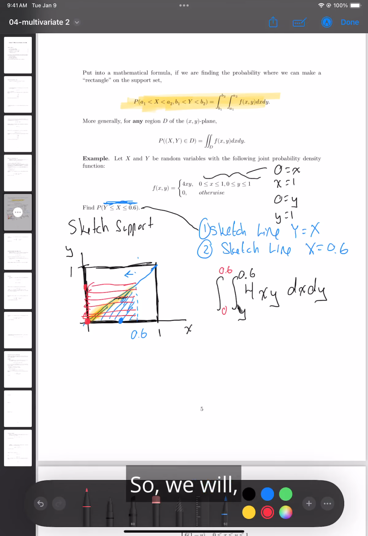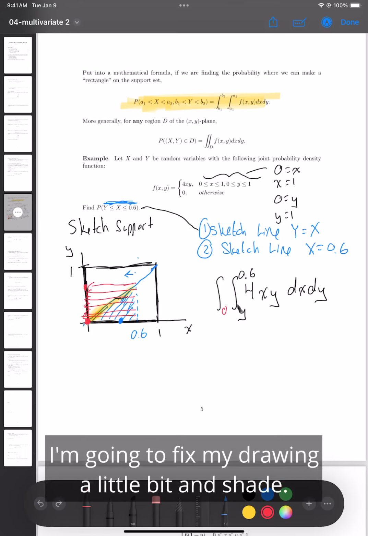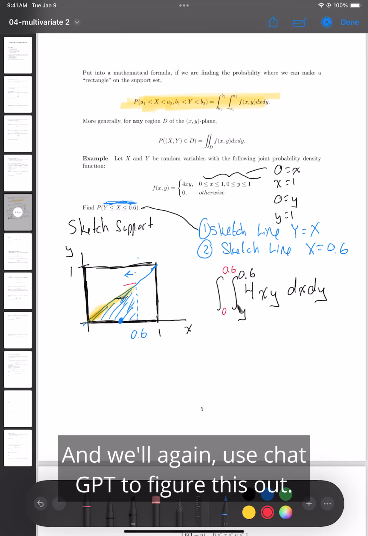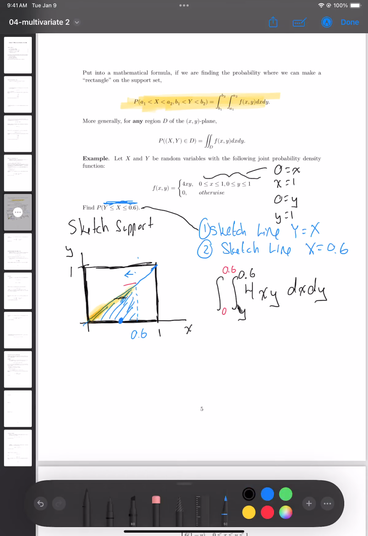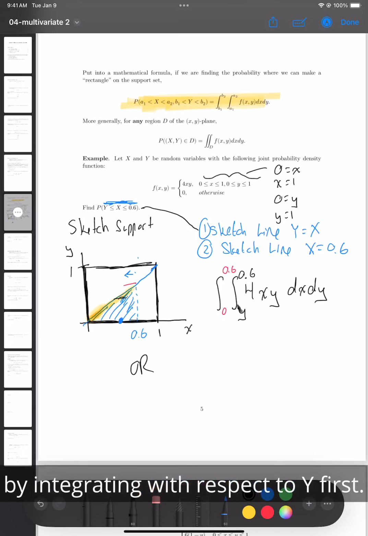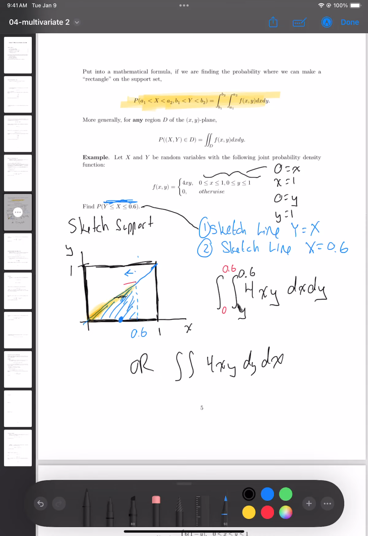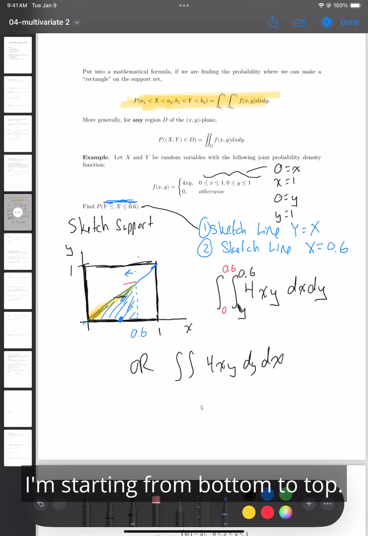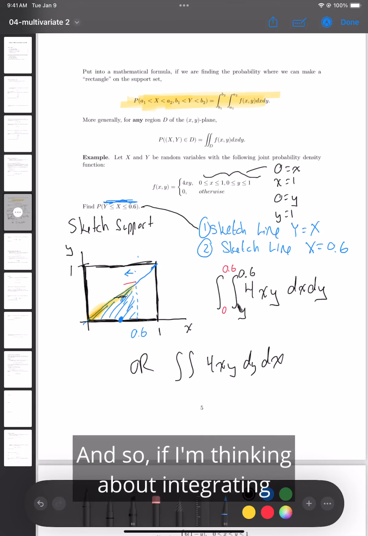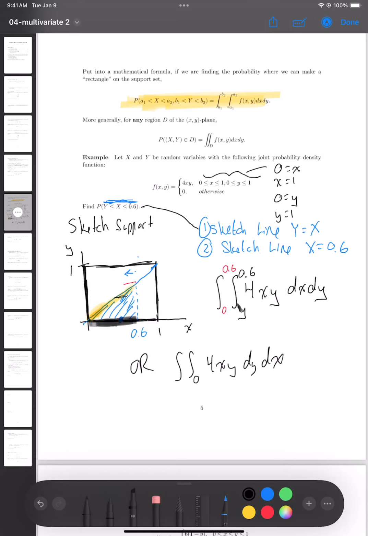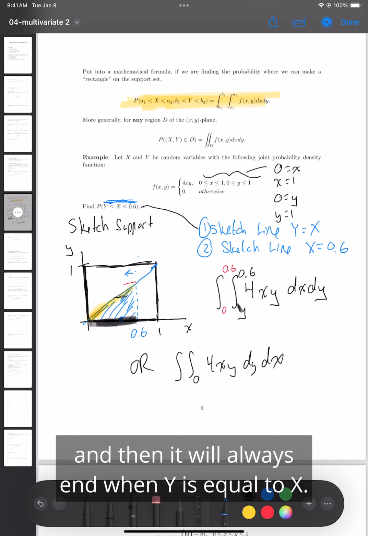Okay, so I'm going to fix my drawing a little bit and unshade. And we'll again use ChatGPT to figure this out, but before I hop over, we could have also done this by integrating with respect to y first. And so what that is going to look like is instead of starting from left to right, I'm starting from bottom to top. And so if I'm thinking about integrating with respect to y first, y always starts at 0, and then it will always end when y is equal to x.